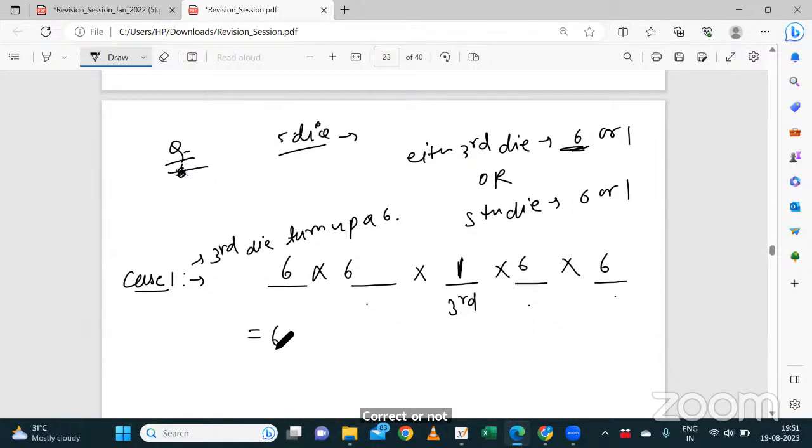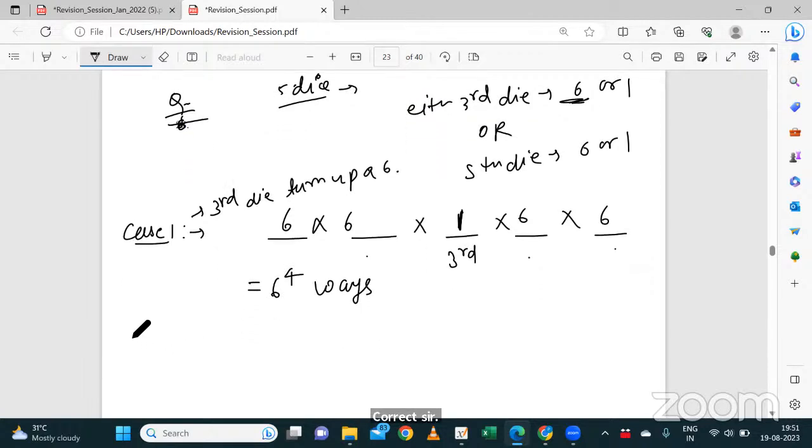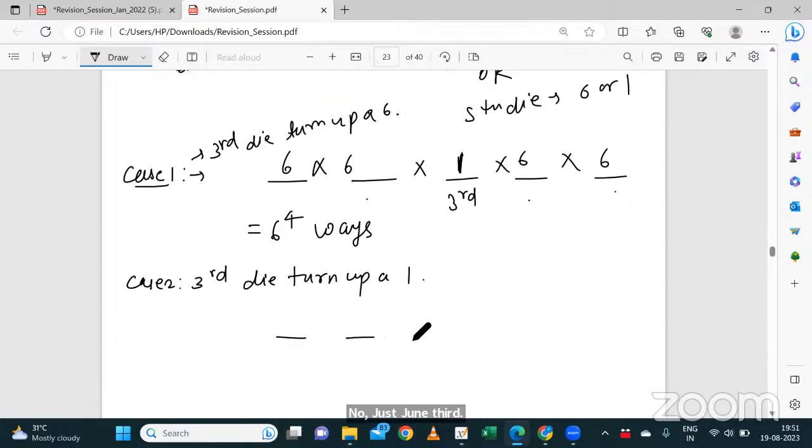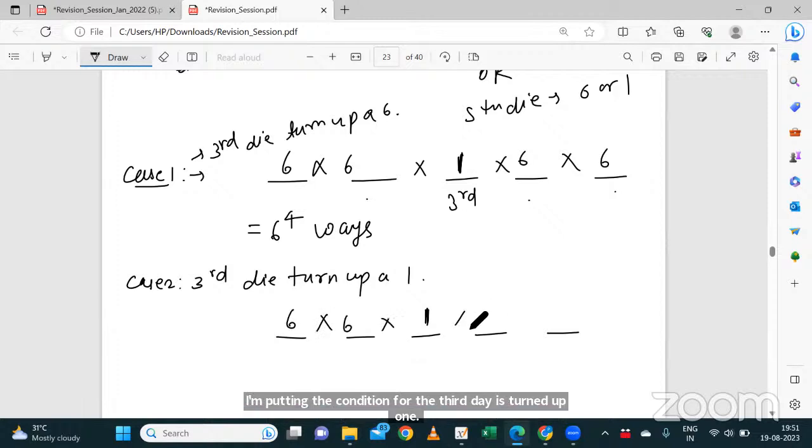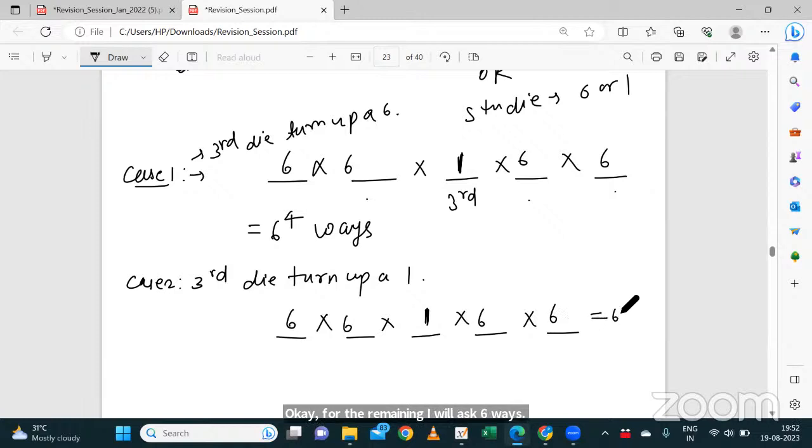Correct, sir. So it's a total of 6 ways for 4 ways. Now, case 2: just assume the third die turns up a 1. Then how many ways can I do? For this, I have only one way, since I'm putting the condition that the third die turns up a 1. For the remaining, I will have 6 ways. Again, I will get 6 raised to power 4 ways.